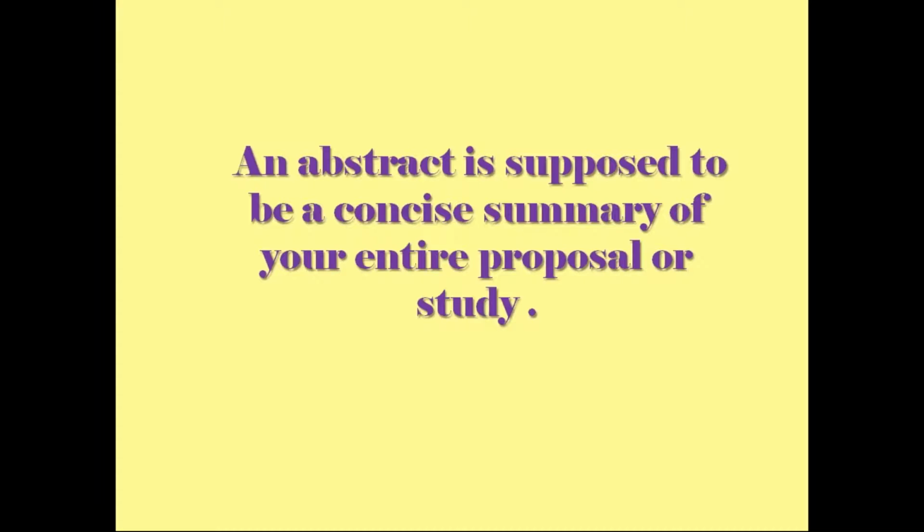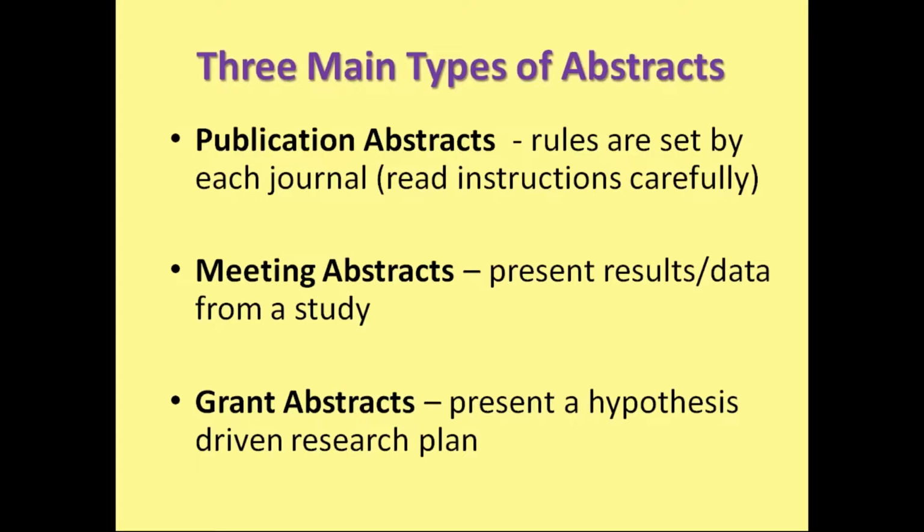So I think there are 3 main types of abstracts. There are publication abstracts, which we're not going to talk much about because every journal has its own rules on how they want them, how long they want them, and what format they want them in. What we're going to concentrate on today are meeting abstracts for presentations at national or regional meetings, and grant abstracts. You present a hypothesis-driven research plan, and you summarize your research plan that you're trying to get people to pay for. So I'm going to start with grant abstracts just because I know them better.